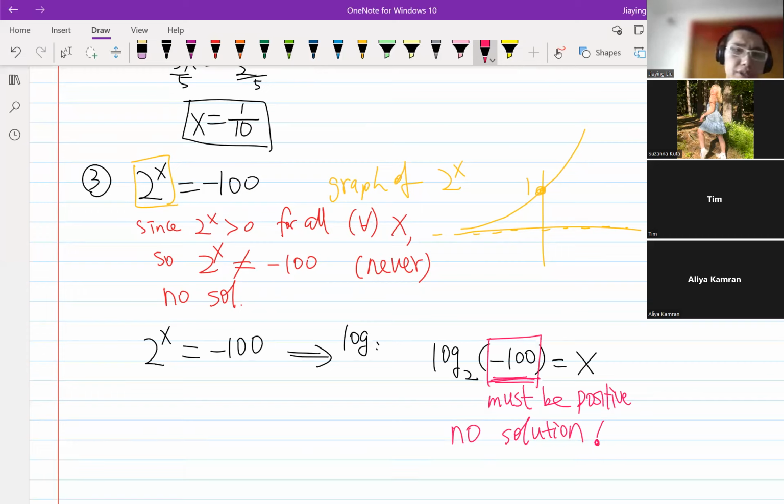I just want to show you there are two ways to solve this, and maybe other ways too. Either from the graph of 2 to the x, or from the domain of the log function, you can tell that there's no solution in this example. Okay, questions on this?